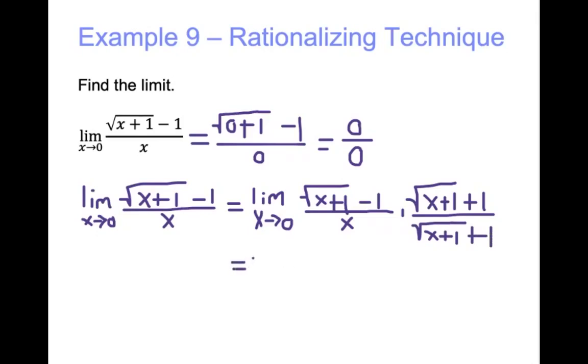This equals the limit as x approaches 0. So we're going to distribute the numerator. So we have the square root of x plus 1 times the square root of x plus 1. That's just the square root of x plus 1 squared, which when simplified is just x plus 1. And then we're going to do the square root of x plus 1 times 1, which is just the square root of x plus 1.